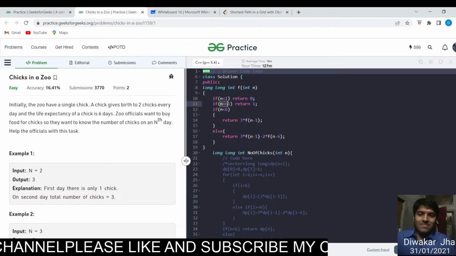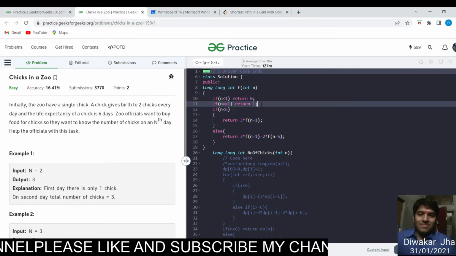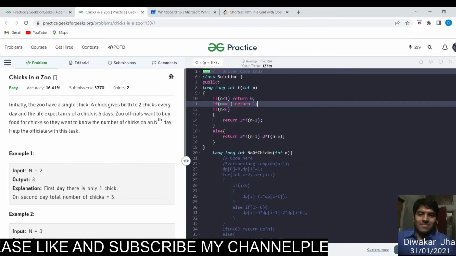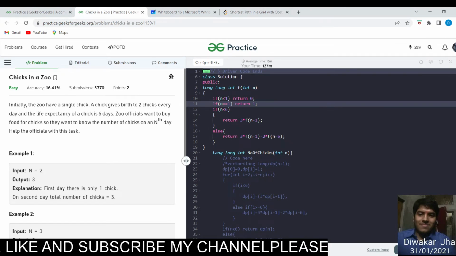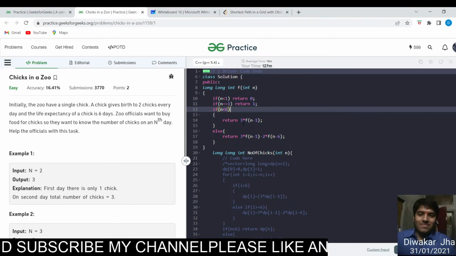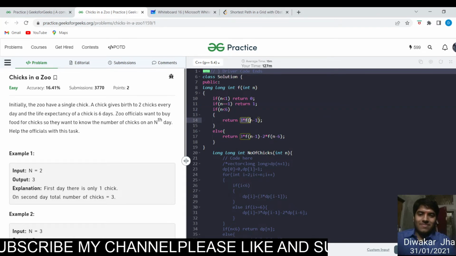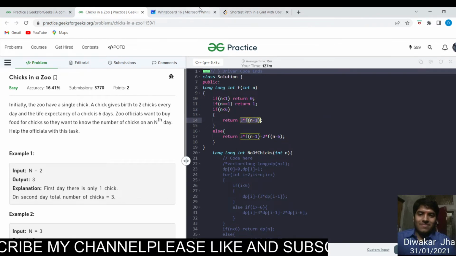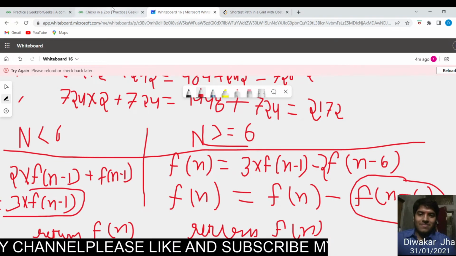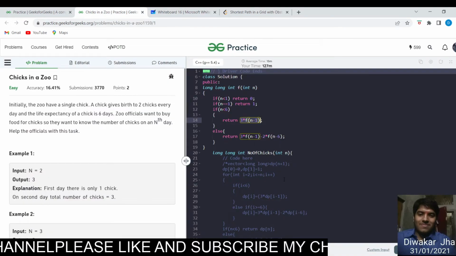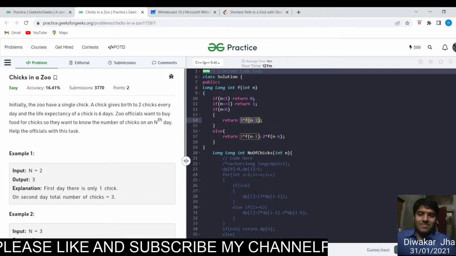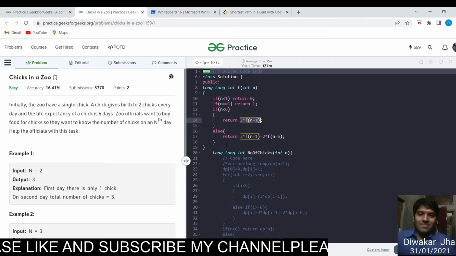When n is equal to 1, we will simply return 1, because only one chick is present on the 1st day. When our day is less than 6, we simply multiply by 3 the previous value, which we have already discussed. Else, when the number of days is greater than or equal to 6.